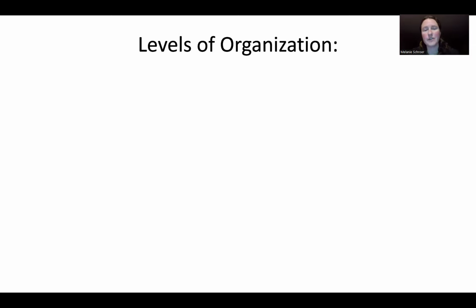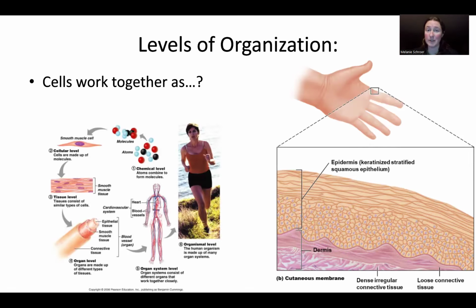Okay, so just to remind you, in the levels of organization, which we talked about in the beginning of the semester, cells work together as tissues. Okay, so far in this class, we've talked mostly about how atoms come together to form molecules, molecules come together to form cells, and now we see how cells come together to form tissues.